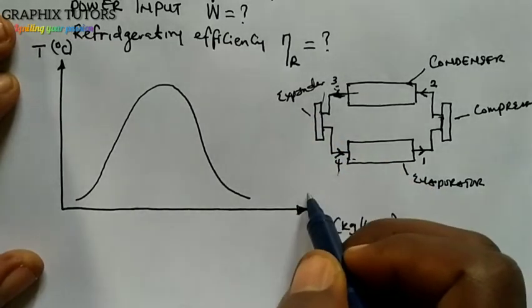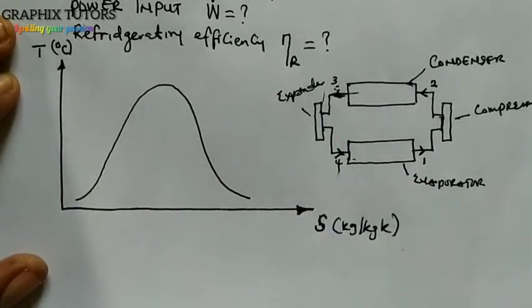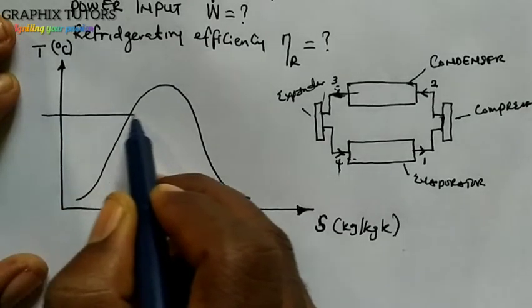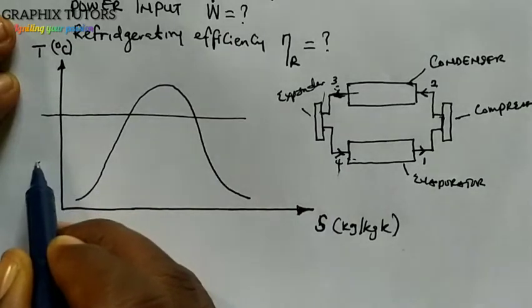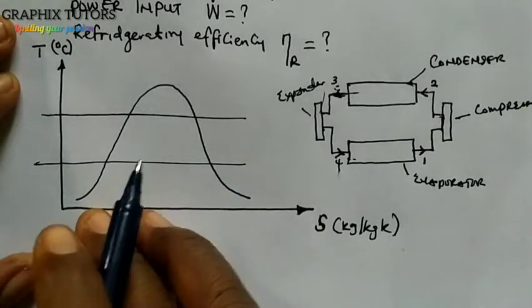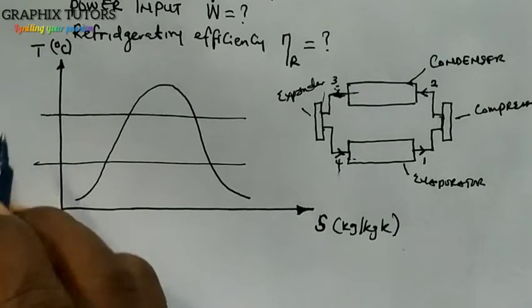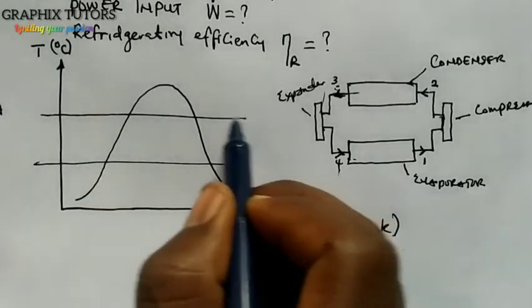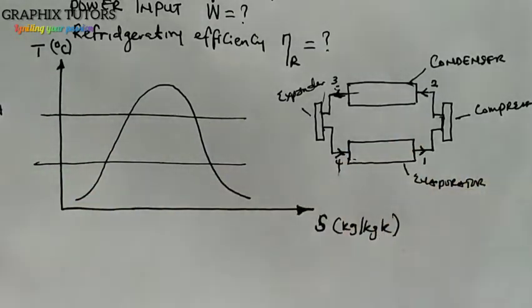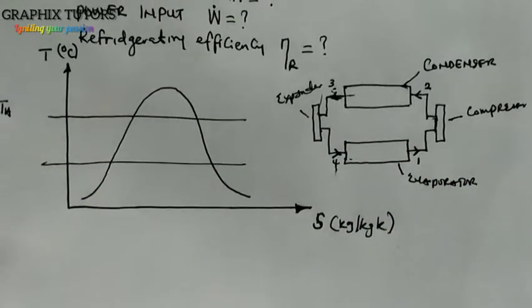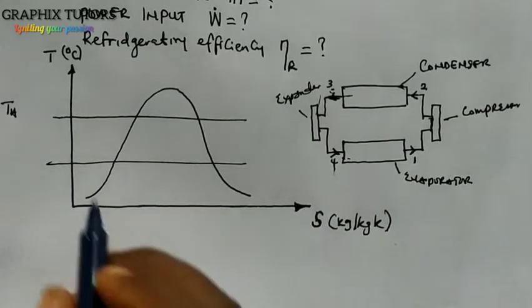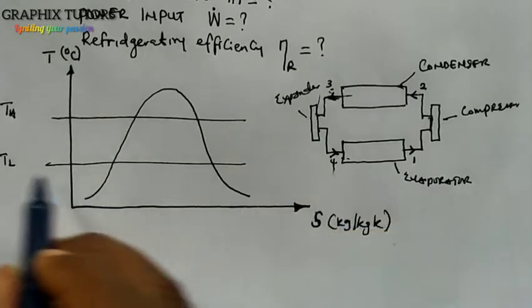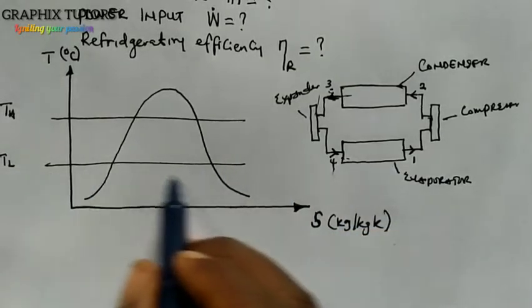One thing you need to know: when you have this, you draw your line this way, and also draw your line this way. The top here gives us our TH, which represents the temperature of the condenser. The bottom one here gives us TL, the low temperature, which is the temperature of the evaporator.